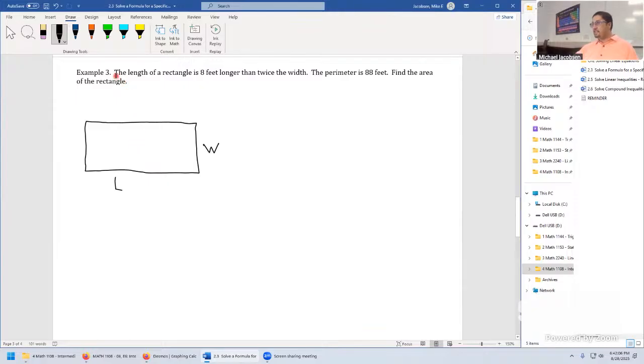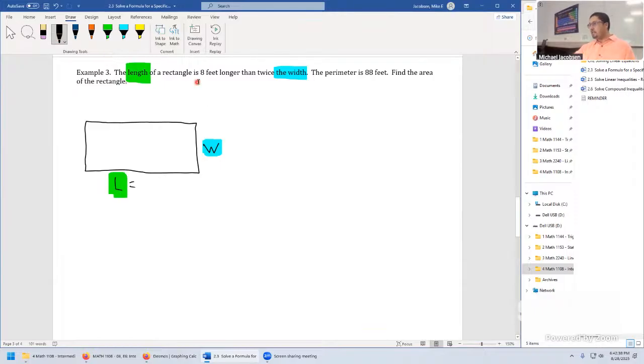Let's start reading through this again. The length of the rectangle is 8 feet longer than twice the width. This is an interesting statement because now it's relating both length and width together. Let's read this statement right here. The width, W, is now highlighted in blue. Now reread this verbatim. The length, L, we might as well color code that, that can't hurt.